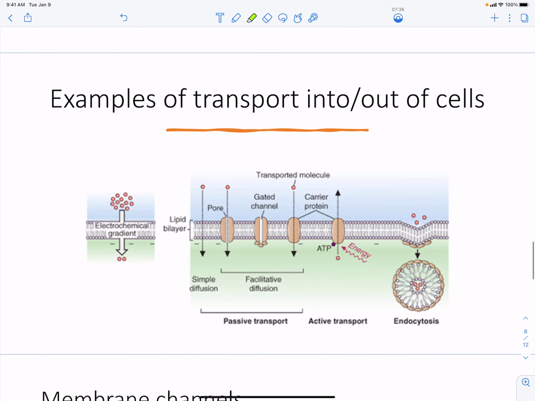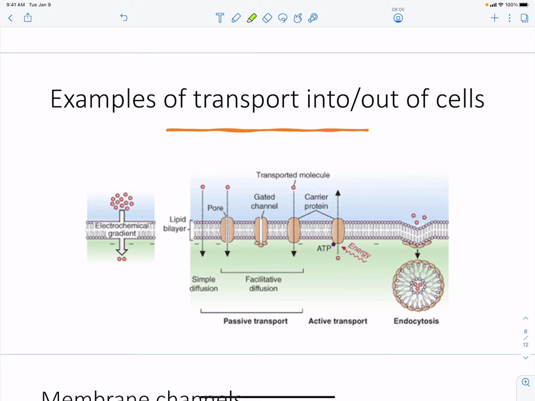Okay, so when you're going to transfer into and out of the cells, you're going to have to use a transport molecule for the most part. There is simple diffusion, and simple diffusion just basically means that anything that's very small, such as carbon dioxide, oxygen, or fat, such as lipids, can cross the cell membranes.